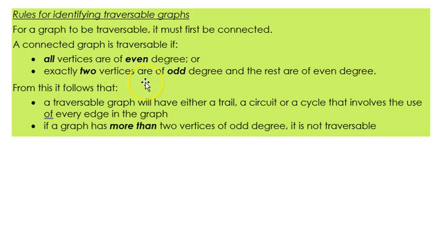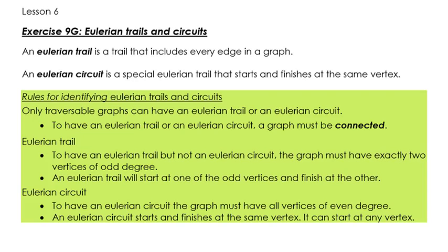Or if we had exactly two vertices that were odd and the rest even, we also knew that that was traversable. But what we want to do is look at some specific instances and give some proper names to the journeys we're making through these networks. So let's have a look and link what we've done last lesson with what we're doing today.